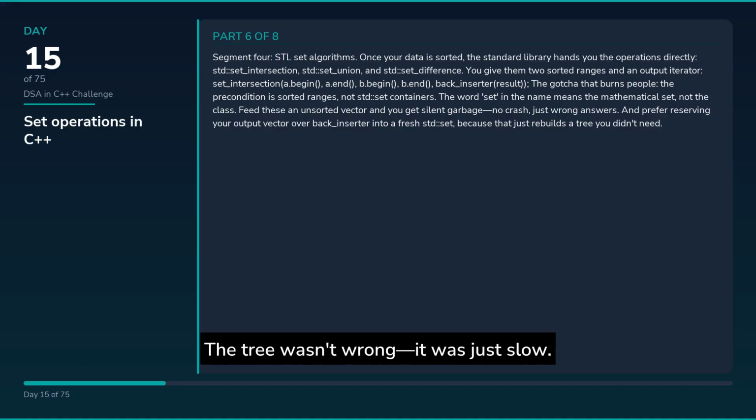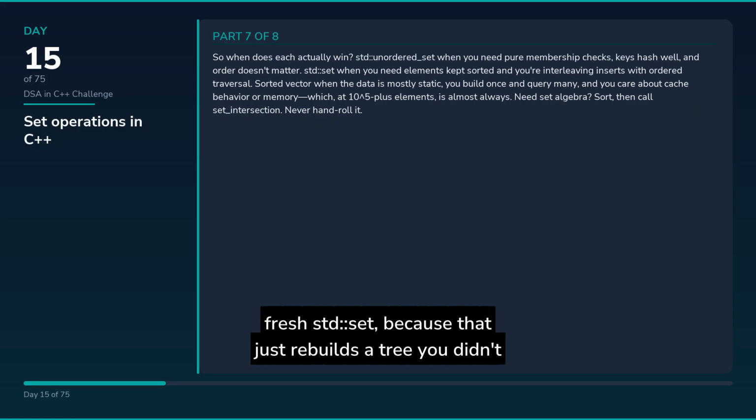The gotcha that burns people. The precondition is sorted ranges, not std::set containers. The word set in the name means the mathematical set, not the class. Feed these an unsorted vector and you get silent garbage. No crash, just wrong answers. And prefer reserving your output vector over back_inserter into a fresh std::set, because that just rebuilds a tree you didn't need. So when does each actually win?